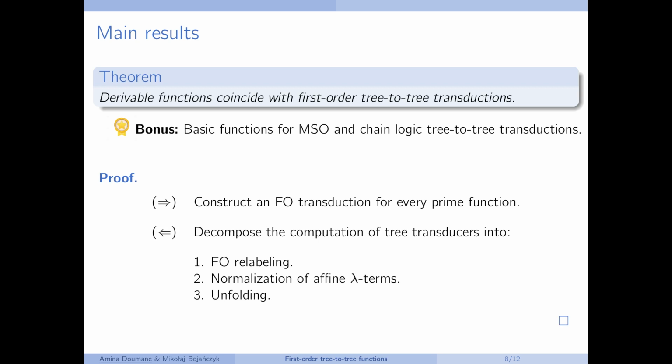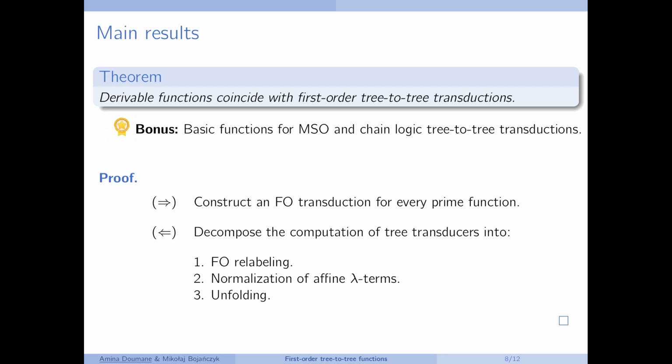Of course, the hardest part is to decompose each tree-to-tree transduction into a composition of prime functions. So this is a very technical result, and we go through automata to prove it. But let me give you just a hint on how we prove it.